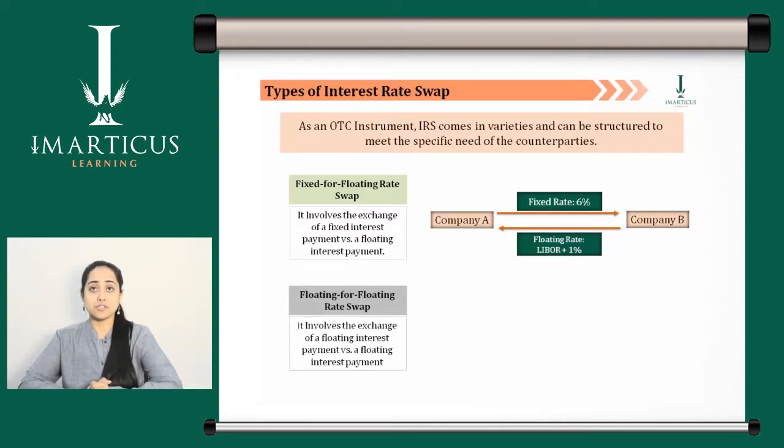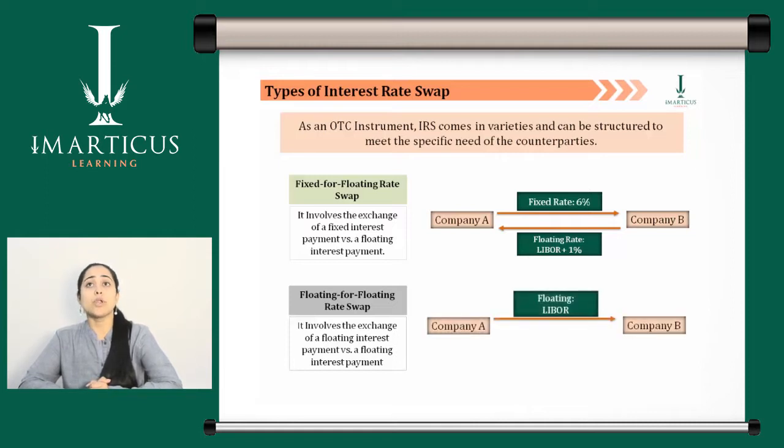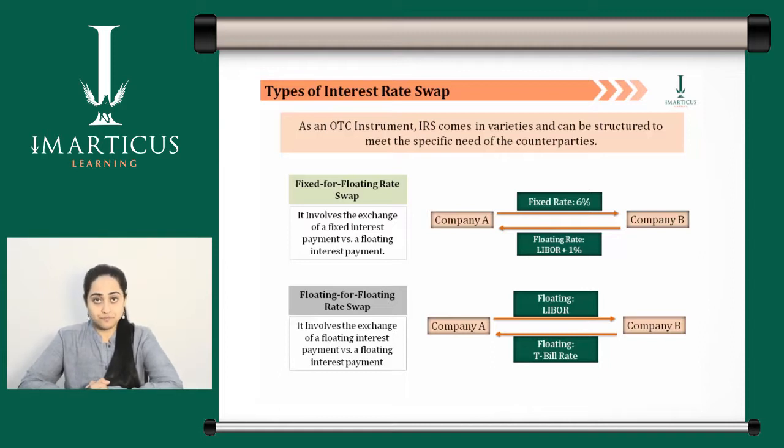The second type of IRS is floating for floating rate swap. This involves the exchange of a floating interest payment in exchange for another floating interest payment. In this type of swap, the two parties swap variable interest rates based on different money markets. This is usually done to limit interest rate risk that a company faces as a result of having differing lending and borrowing rates.